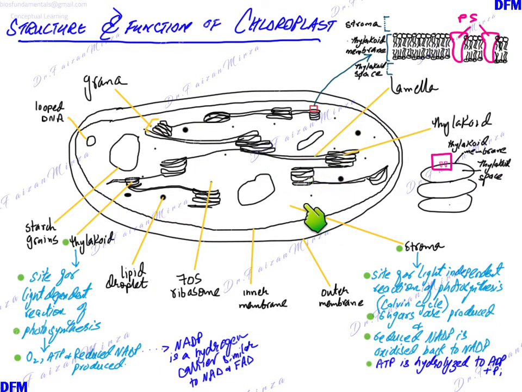Then the stroma. What's the function of the stroma? Stroma is the site where the light-independent reaction of photosynthesis occurs. The light-independent reaction of photosynthesis is also called the Calvin cycle. In the Calvin cycle, sugars are produced, and reduced NADP is oxidized back to NADP, and ATP is hydrolyzed to ADP and Pi. So you can figure it out from this that the products of the light-dependent reaction, which means ATP and reduced NADP, are used up in the light-independent reaction, where the reduced NADP gets oxidized back to NADP, and ATP is broken down to ADP and Pi, and in turn sugars are produced.